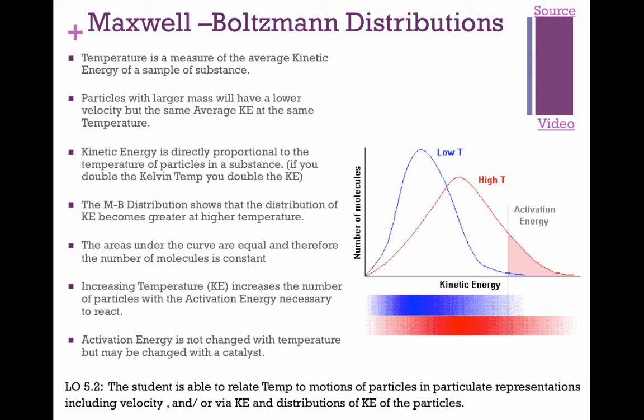So the higher the temperature, the more particles you have at a higher average kinetic energy. The lower the temperature, the slower your particles are. So notice this is at a lower temperature. You have a smaller kinetic energy versus a high temperature. You have a larger average kinetic energy. Okay, and then when you increase temperature, you increase average kinetic energy.